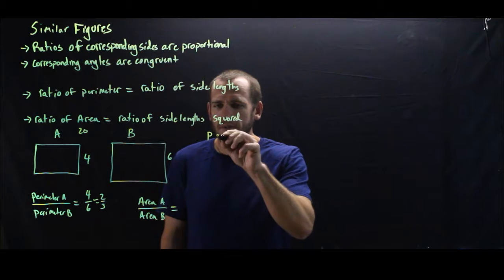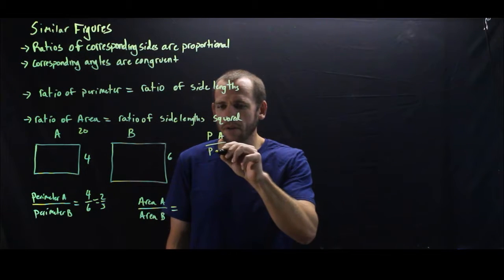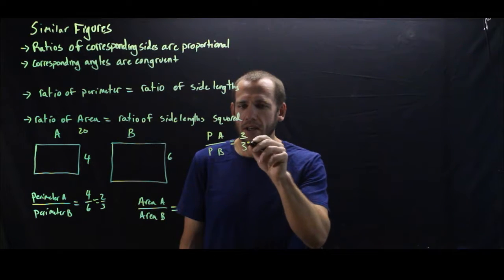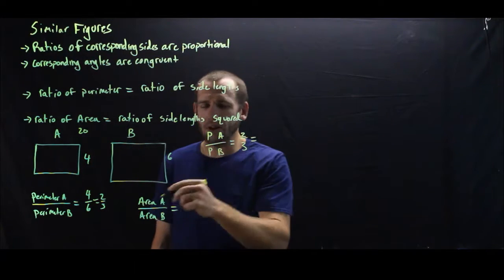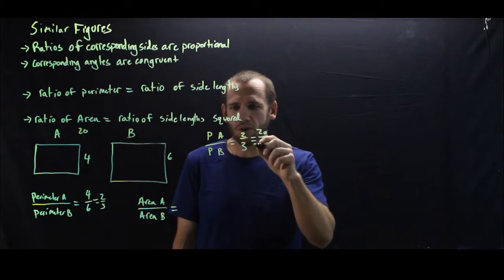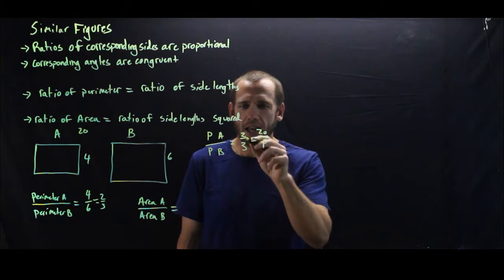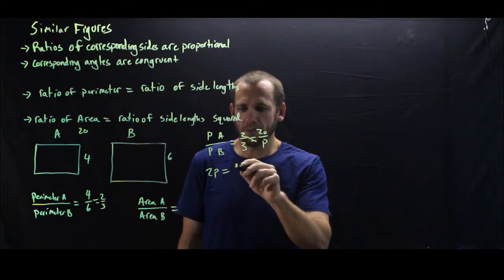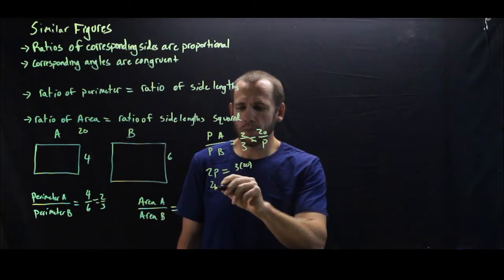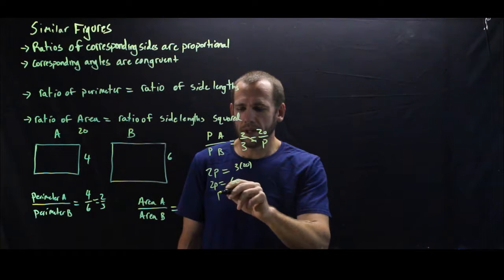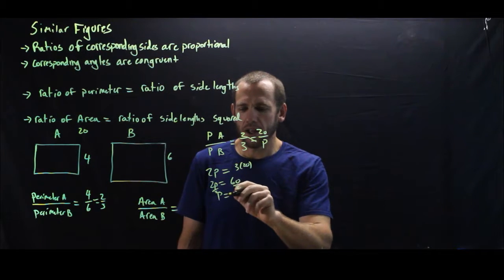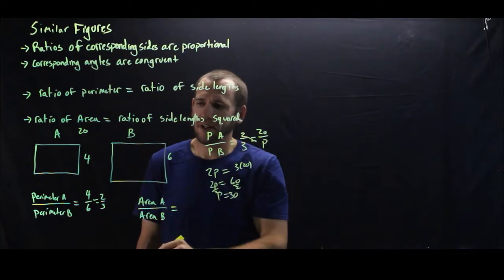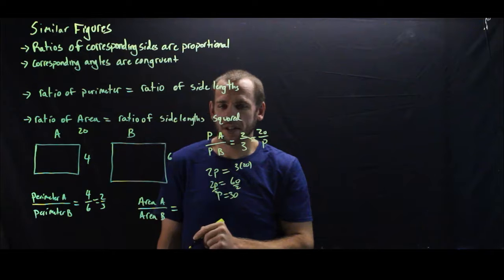Well, the perimeter of A to the perimeter of B is equal to this ratio, 2:3, but it's also the ratio of their perimeters, so that would be 20 to whatever the perimeter of B is. I'm going to call that P. And from here I can cross multiply and go 2P equals 3 times 20, or 2P equals 60, or P, if I divide both sides by 2, is 30. So I know that the perimeter of B is 30 because I know that the perimeter of A is 20 and the ratio of their side lengths is 4:6.